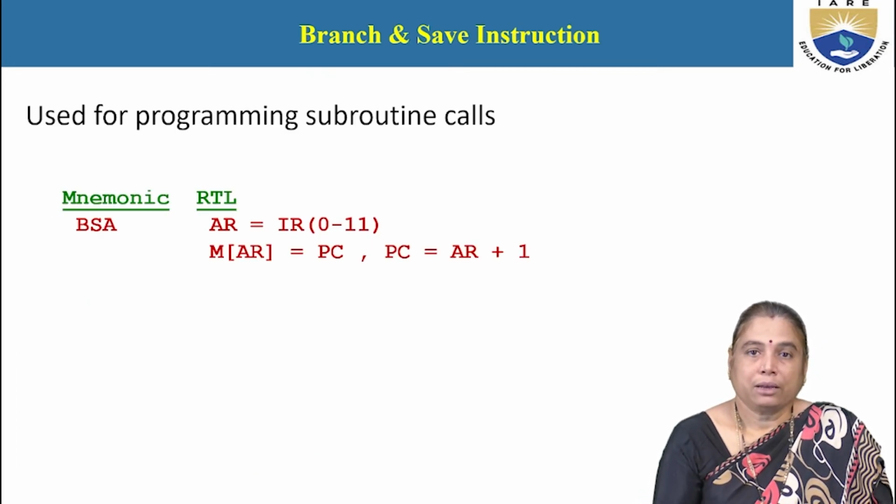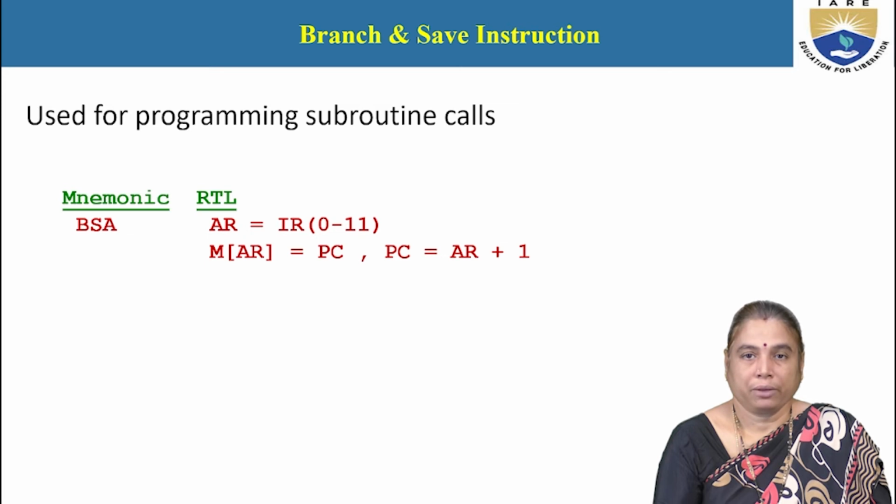The next category of branch instruction is the branch and save instruction, used for programming subroutine calls. Subroutines are small programs. They can be called as and when required. These subroutines facilitate reusability.